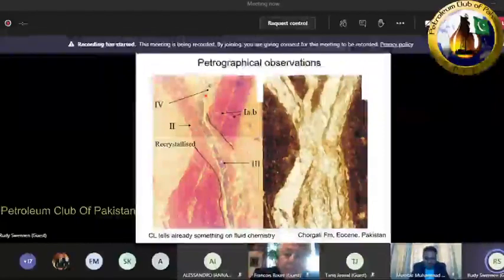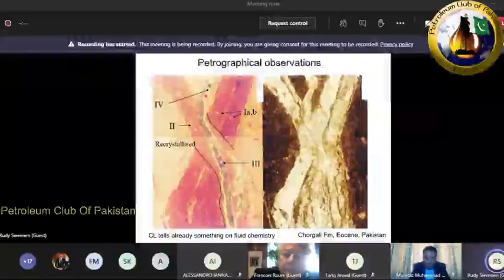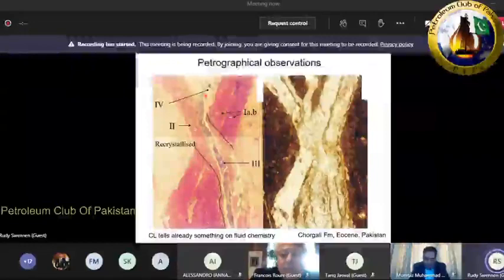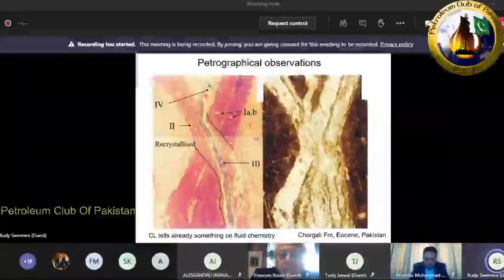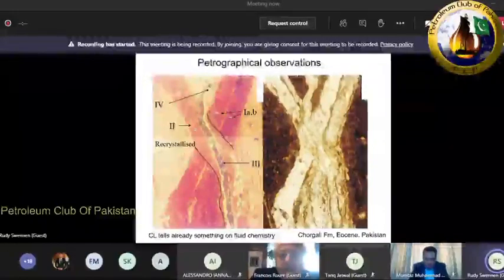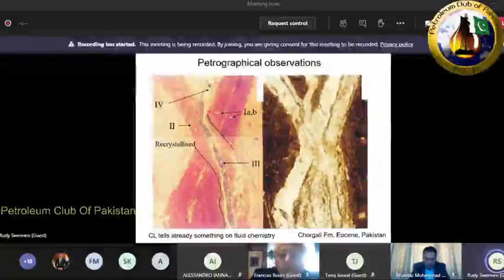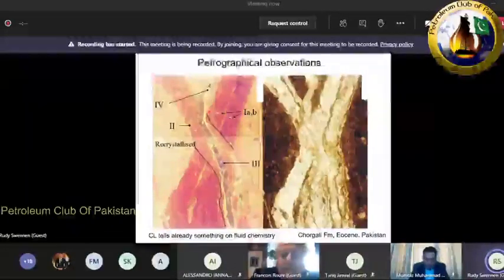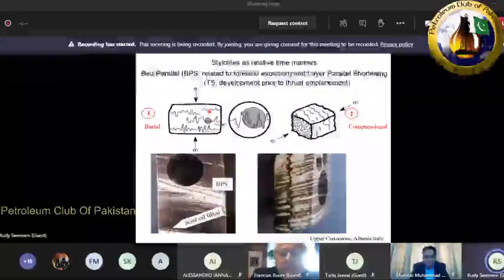So from the petrography, already you can propose a hypothesis that in this area potentially some thermal sulfate reduction affected the reservoir system. I will come back to this later on.